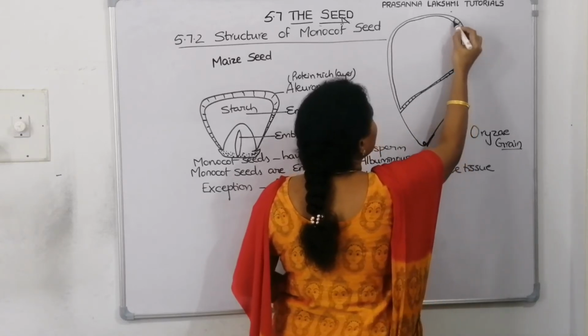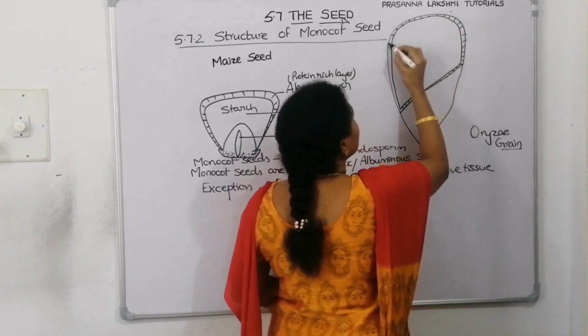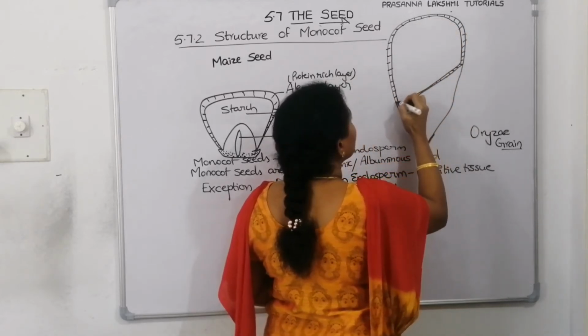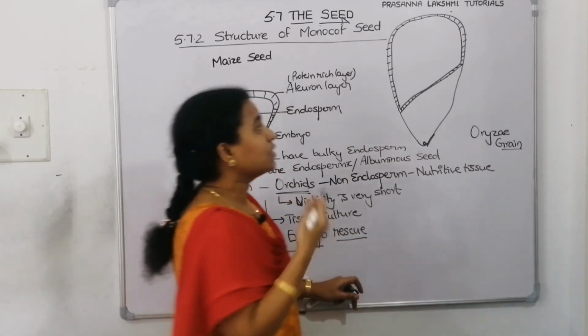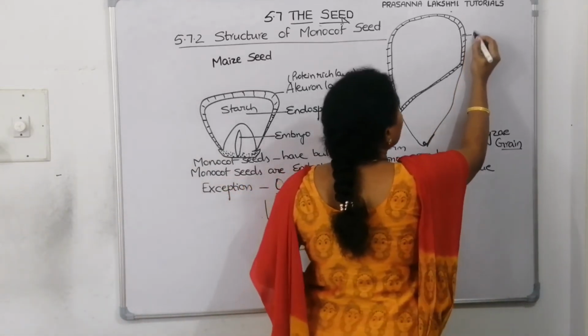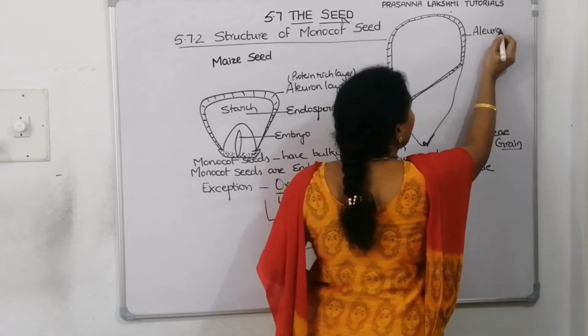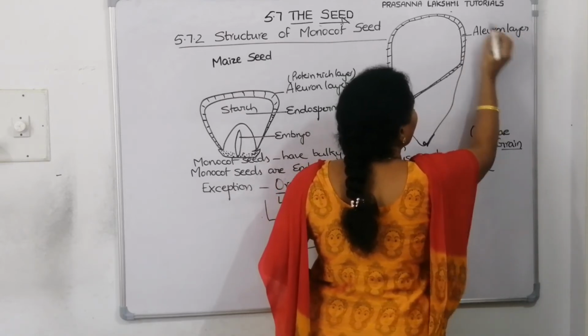And rice comes under which type of dry fruit? It comes under caryopsis, means the fruit wall and the seed wall are fused. They're thick. So, that's why we give it to the mill with the blades, they remove it, which is called husk. So, what is this called? This is called aleurone layer. What layer is this?